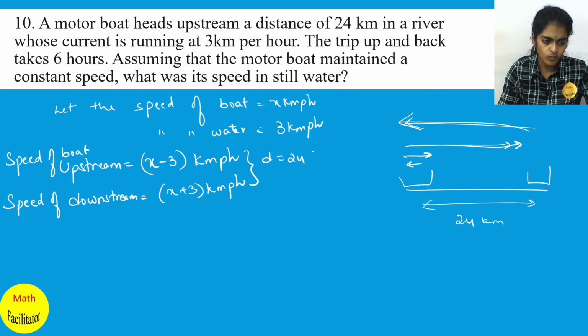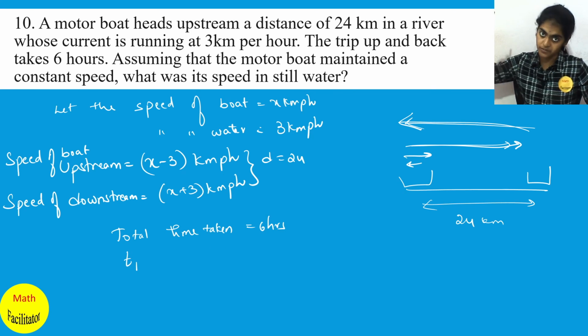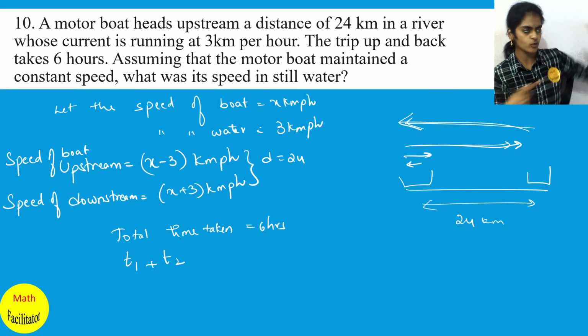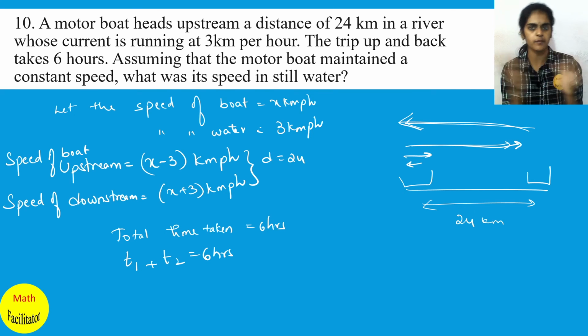But here, what is the time taken? The total time taken is 6 hours, but this should be equal to the time taken to go upstream, that is T1, plus the time taken to go downstream, that is T2. So T1 plus T2 in total is how much? 6 hours. So in 6 hours he is going up and down.